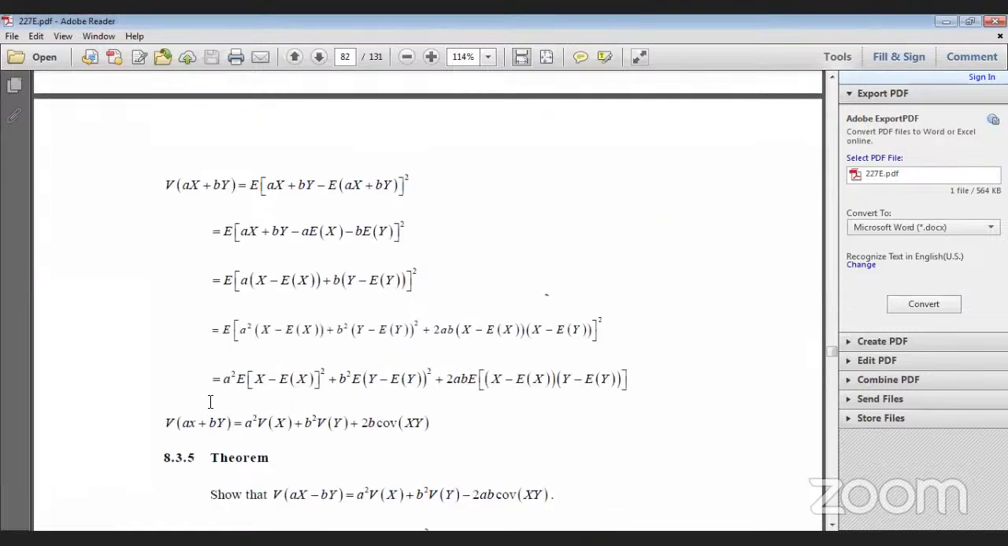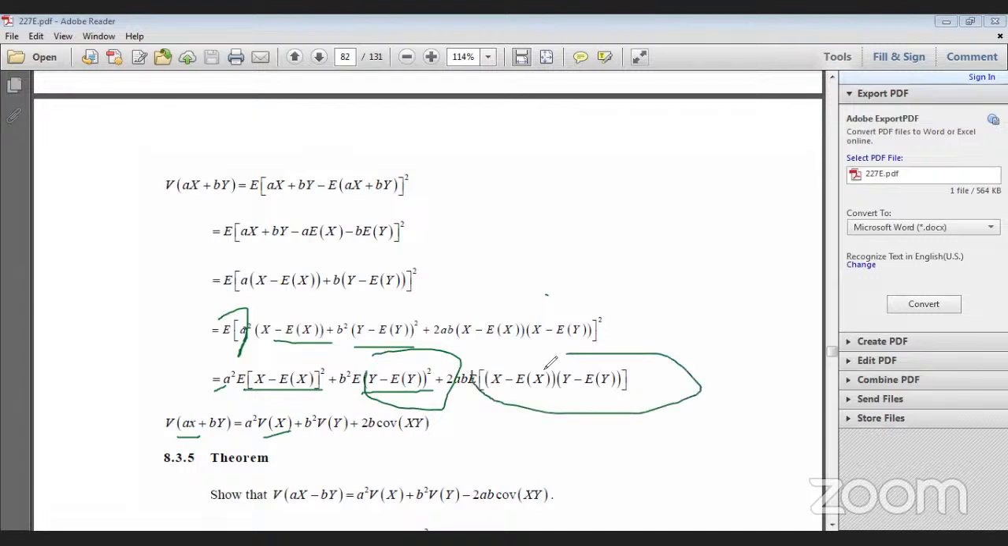So a square of E, I'm taking the common here: a square of E of x minus Ex whole square plus b square of E of y minus Ey whole square plus 2ab into E. అంటే ఈతో మనం మొత్తం ఈక్వేషన్ మల్టిప్లై చేస్తున్నాము. చేసిన తర్వాత వేరియన్స్ ఆఫ్ ax plus by. See here, a square E of x minus Ex అంటే V of x, b square V of y, 2ab E అంటే ఇది కోవారియన్స్ ఆఫ్ xy. ఎనీ డౌట్స్ అండి? ఎనీ డౌట్స్?